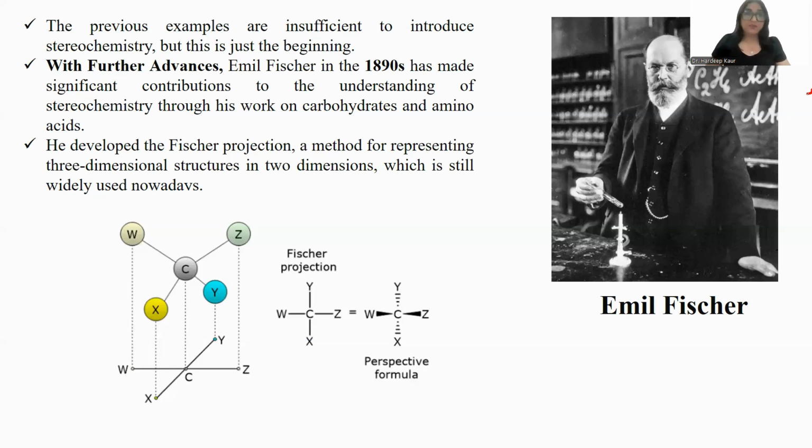Even today itself, we will further study this Fisher projection formula, in which this is a carbon which is attached to four different groups. Is it fine? So here he is saying that this is the carbon which is attached to four different groups. Now, one is pointing towards the observer, another is at the back, and two are on the plane.